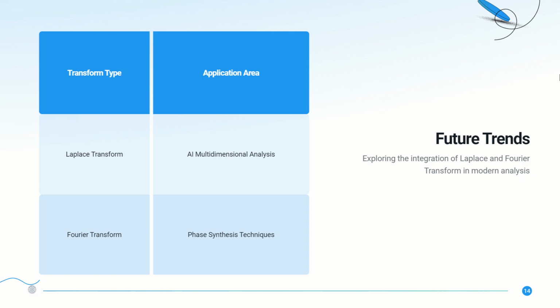Future trend. Laplace is used in AI multidimensional analysis. For Fourier transform, it's used in phase synthesis techniques.